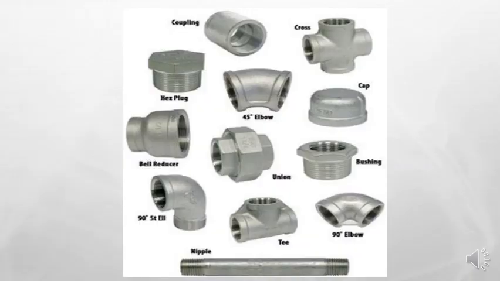From the image here, you can see the common parts which are usually used in a piping system. For example, here we call it a coupling, and this one is a hex plug, 45-degree elbow, bushing, cap, cross, bell reducer, 90-degree elbow, nipple, T, 90-degree elbow, and union.